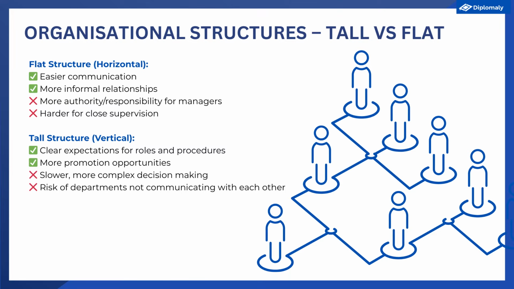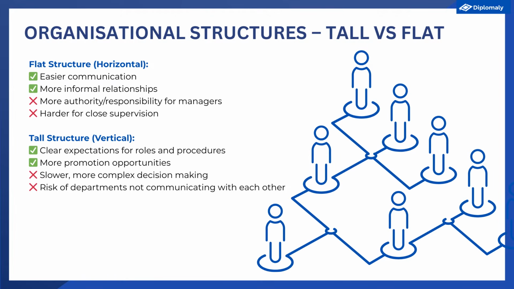The two main organizational structures are tall and flat. Flat, or horizontal structures, are those that have only a few levels of hierarchy. This means managers have a wide span of control and more authority over decision-making. At the same time, this leads to added responsibility and pressure. These firms also have shorter chains of command, making communication easier. These structures tend to have more informal relationships between employees and management, but also make it more difficult for close supervision to occur.